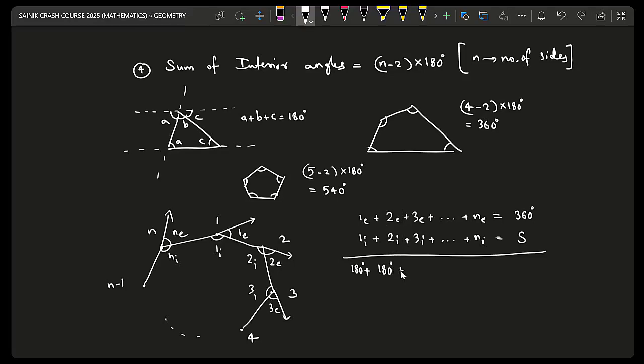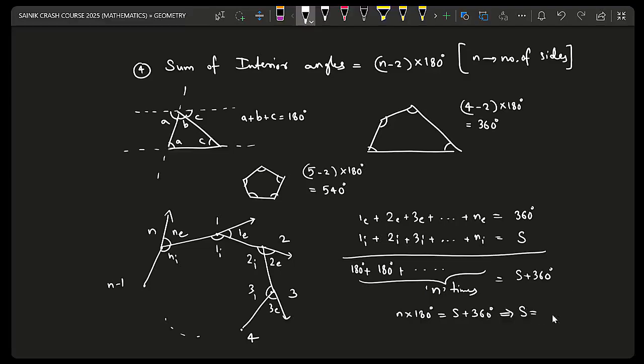And this 180 is going to repeat how many times? It's going to repeat n times. So what I can write is S plus 360 here. 180 added n times becomes n into 180 degrees, which is equal to S plus 360 degrees. Now from this we can find the value of S.